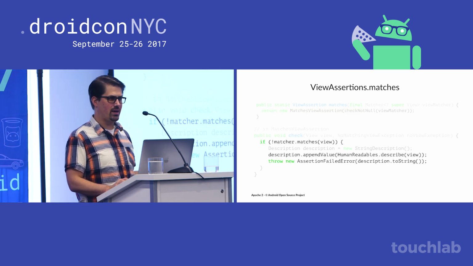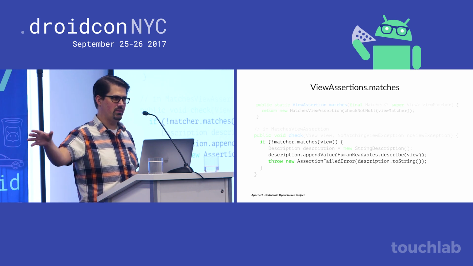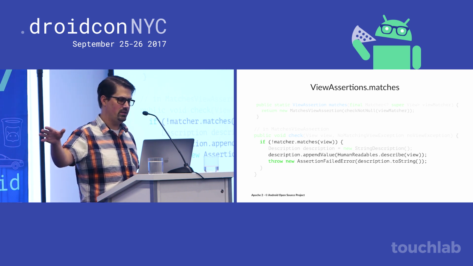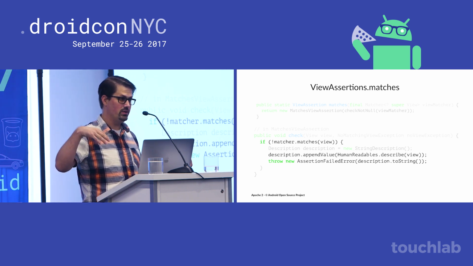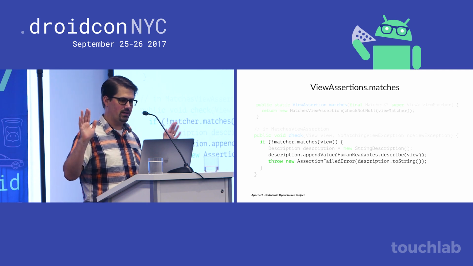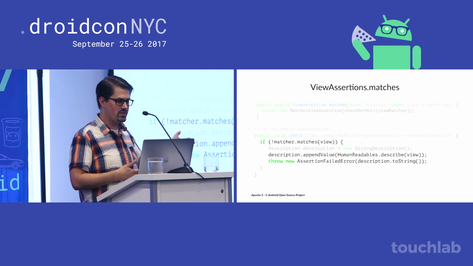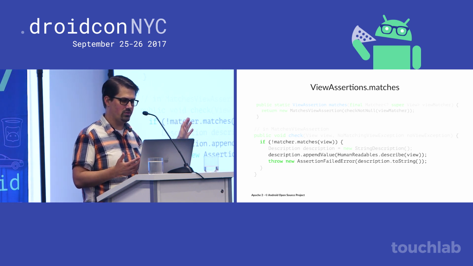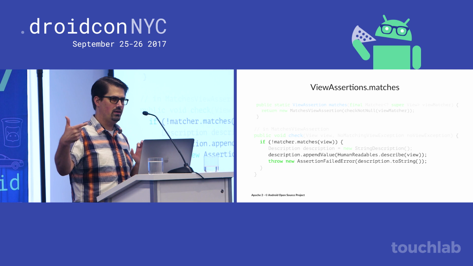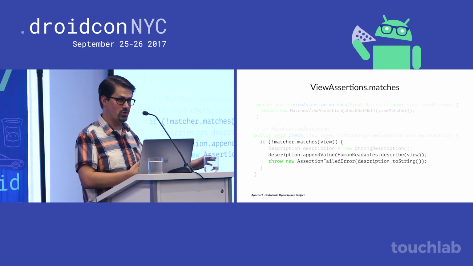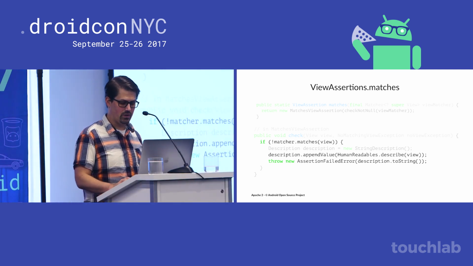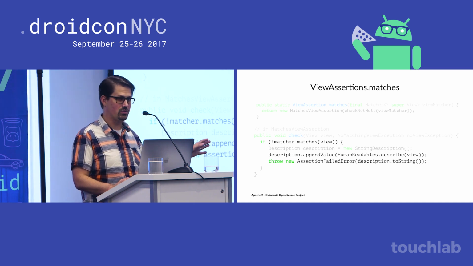So it uses that matcher. In this case, we'll see in just a minute, the matcher is displayed. If it matches the view, then it's fine, you just return, nothing happened. Otherwise, if it didn't match the view, you're going to get a nice human readable message, and then you're going to fail the test with an assertion failed error. So this is how you convert a matcher of view to a view assertion, which is what is needed for a call to check.